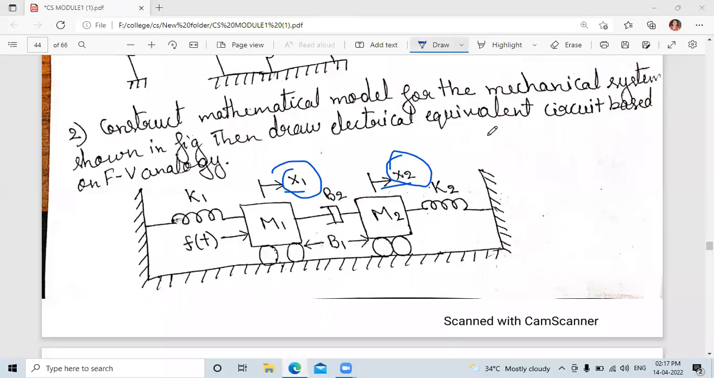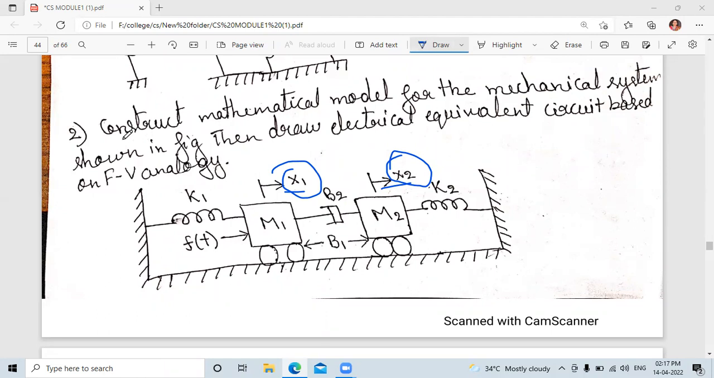In the last class, we discussed force-voltage analogy and force-current analogy. We have also discussed one problem on that. Today we shall solve more problems on the force-voltage analogy and force-current analogy, and also on rotational systems and translational systems.